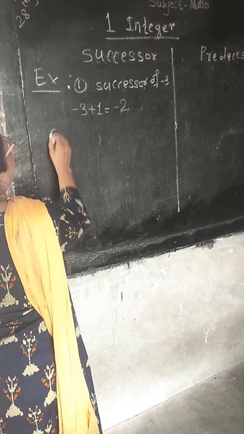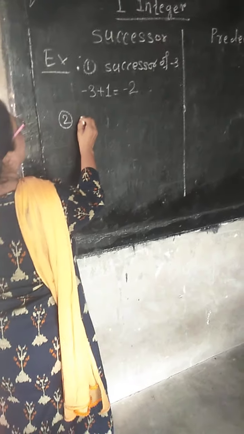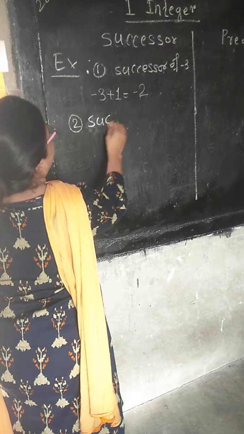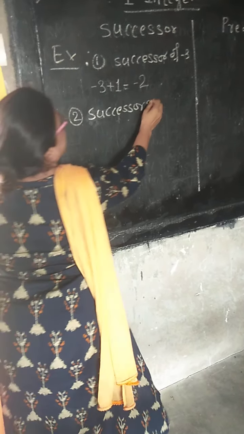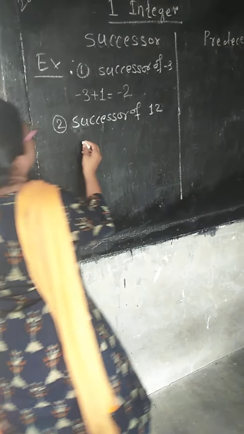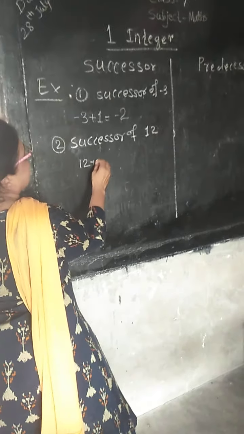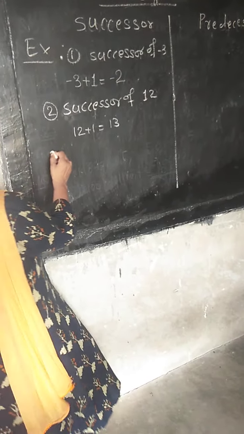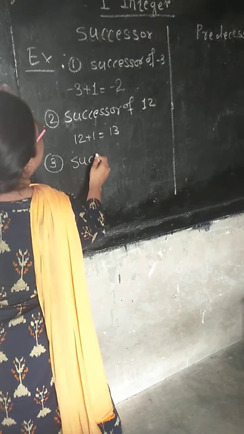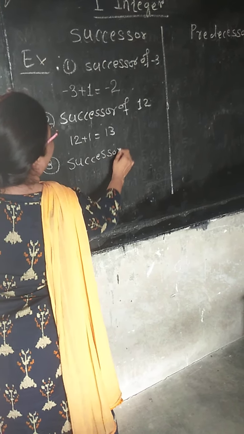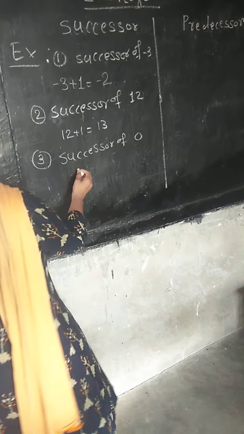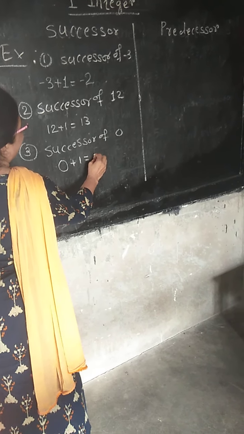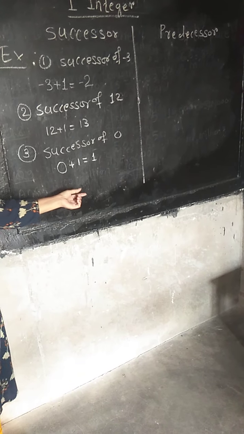One more example we have to take. Successor of 12. What you have to do? 12 plus 1, that is 13. 13 is the successor of 12. One more example you have to take. Successor of 0. So we add 0 plus 1, that is 1. Successor of 0 is 1.